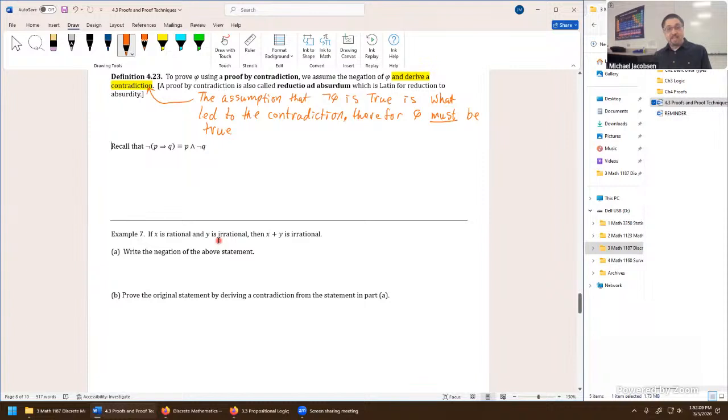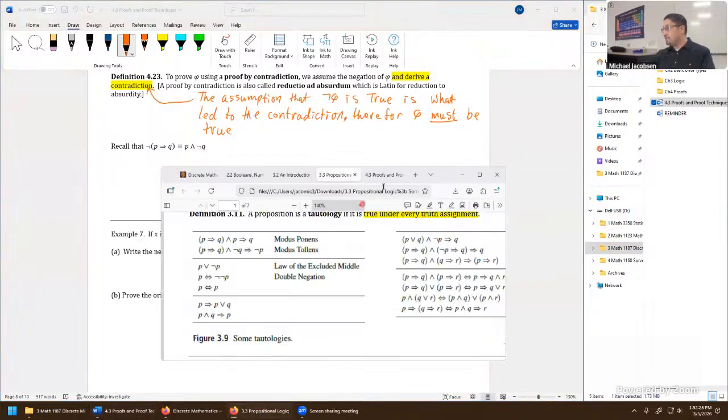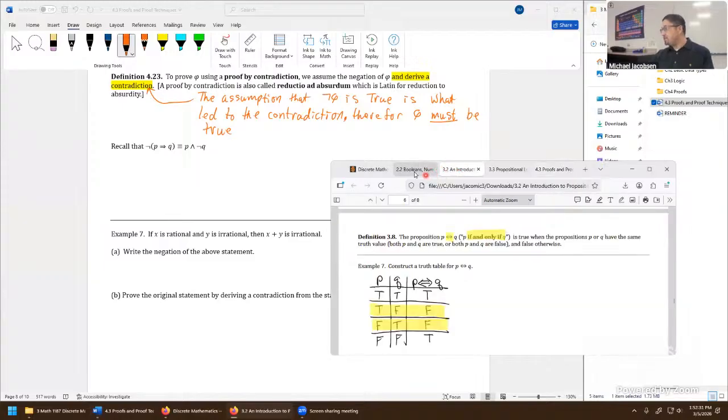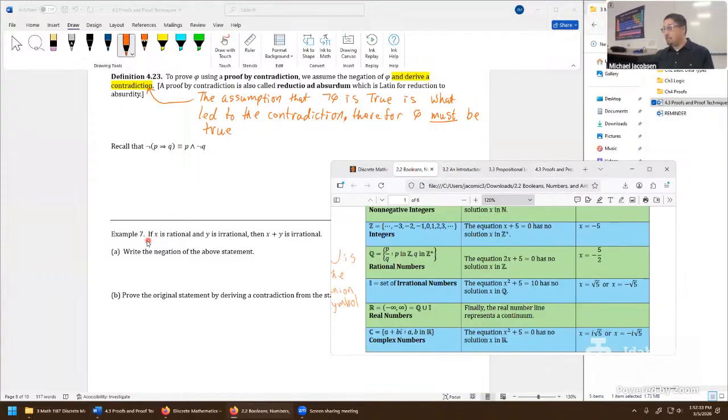That's exactly what we're going to do in example 7. If x is rational and y is irrational, we will show x plus y is irrational. But that's actually a hard statement to prove directly. The reason for that is, to do a direct proof, let's go back to our sets of numbers, we can do something algebraically with the statement x is rational. We just write it as p over q. But our statement y is irrational gives us nothing algebraically to work with.